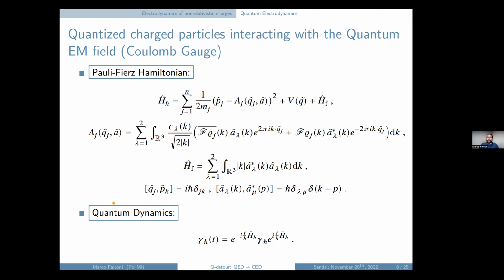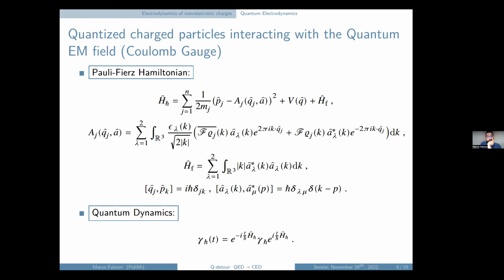Okay, then the quantum dynamics is given by the following. Given a quantum state gamma_ħ, that is a density matrix, a trace class positive operator on the total Hilbert space of the system, which consists of an L2 part for the particles and the Fock space for the field in tensor product, you put the unitary group associated to this H on the left and on the right, of course, as usual, to obtain the dynamics.